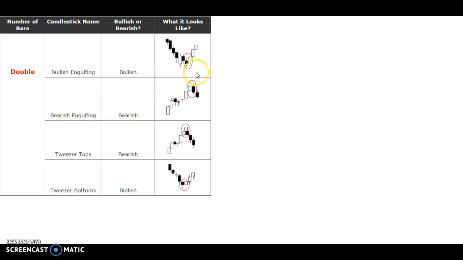Bullish and bearish engulfing are kind of easy because it's just saying that the next candle's body is larger than the previous candle's. So you can see this body is bigger than this body is bigger than this body. Okay, so that signals trend reversal. Tweezer tops I talked about a lot. Trend reversal. Wicks touch the previous zone.